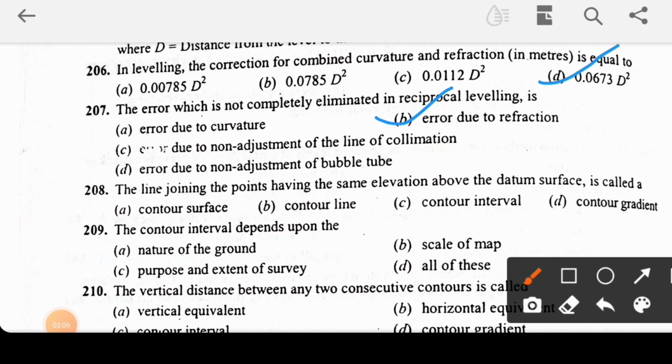The line joining the points having the same elevation above the datum surface is called, very important, contour line. The contour interval depends upon the nature of ground, scale of map, purpose and extent of survey. All of these. यहाँ पे A, B, C तीनों ही आंसर होगा, तीनों के ऊपर डिपेंड करता है कंटूर इंटरवल। Correct answer D.